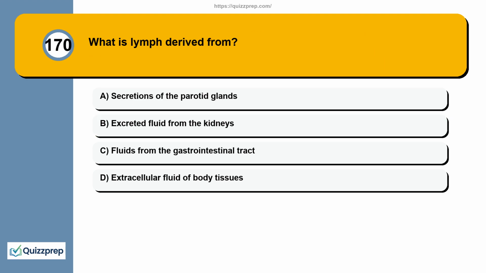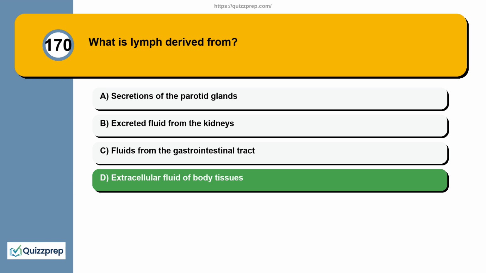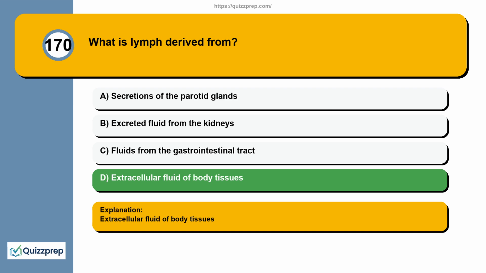Question 170. What is lymph derived from? Option A. Secretions of the parotid glands. Option B. Excreted fluid from the kidneys. Option C. Fluids from the gastrointestinal tract. Option D. Extracellular fluid of body tissues. The correct answer is option D. Extracellular fluid of body tissues.